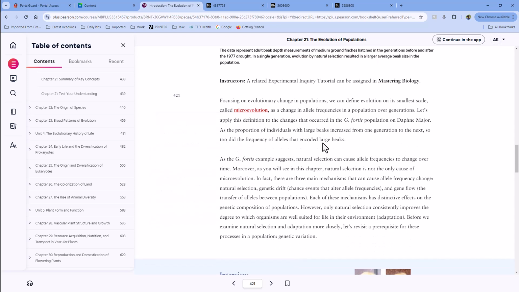And then what are things that lead to microevolution? The biggest thing, natural selection, then genetic drift and gene flow. And so genetic drift and gene flow covered in more detail as we get into the chapter. And then what is genetic variation, and describe the sources of genetic variation. You can find that on pages 422 to 423.